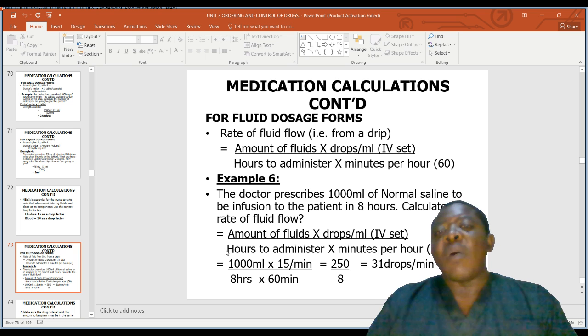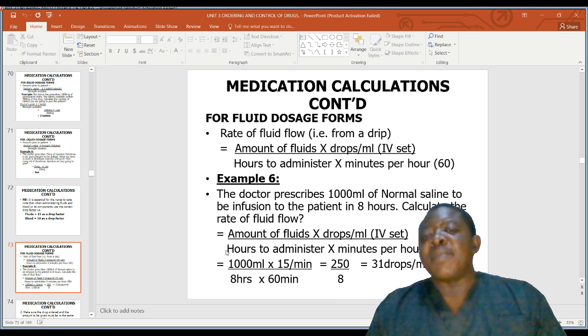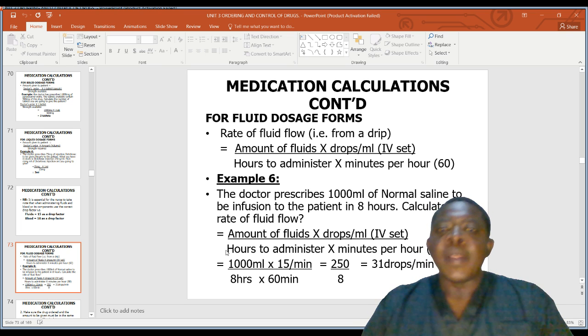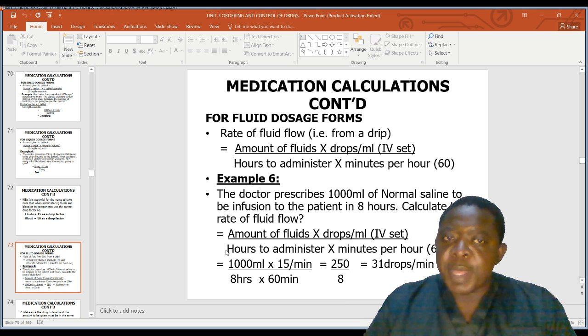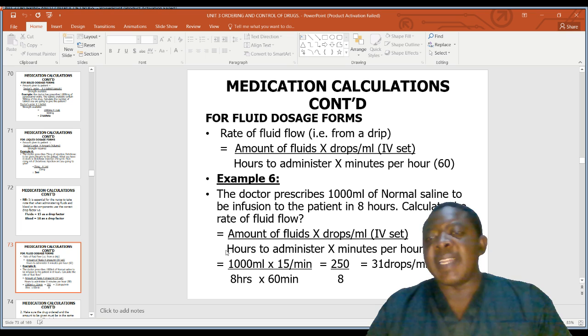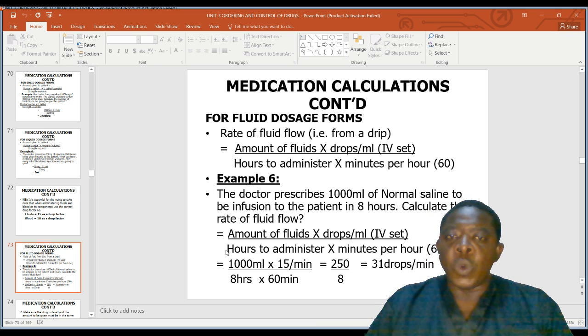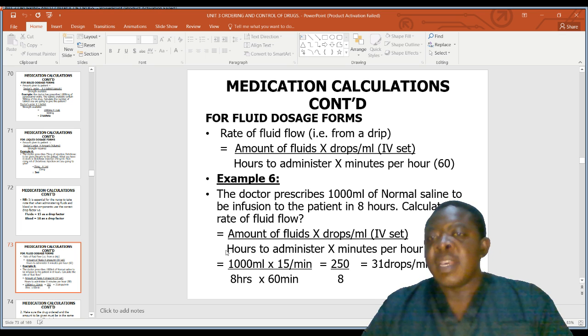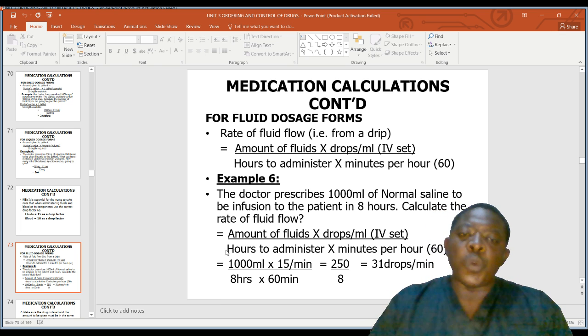So these hours here should be multiplied by the minutes per hour, meaning times 60, so that we convert them into minutes. Here, the doctor has prescribed 1,000 ml of normal saline to be infused to the patient in 8 hours. You have to calculate the rate of fluid flow.